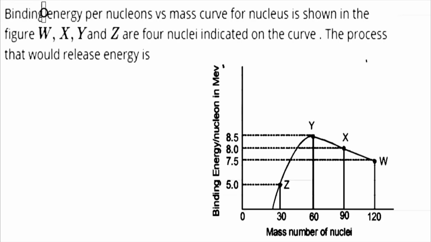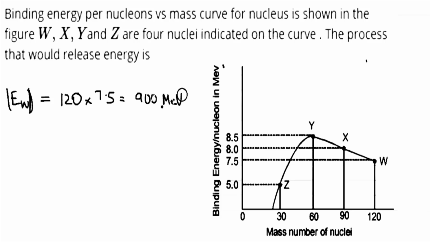Hello everyone. The binding energy per nucleon versus mass curve for nuclei is shown in the figure. W, X, Y and Z are four nuclei indicated on the curve. The process that would release energy is? So the question is asking which process would release energy. To find the answer, we need to find the binding energy of the given nuclei. The binding energy for W, the magnitude of EW, is 120 into 7.5, and this comes out to be 900 MeV.